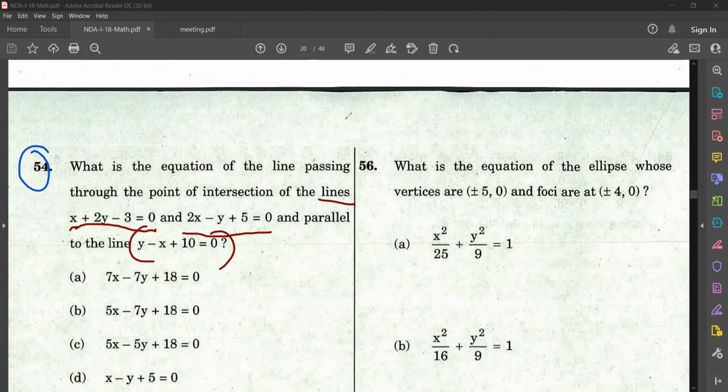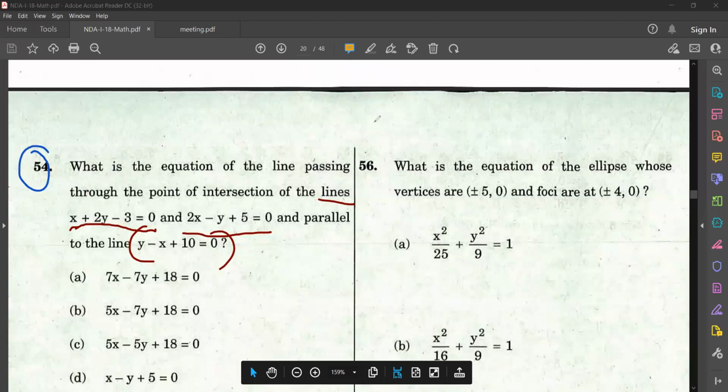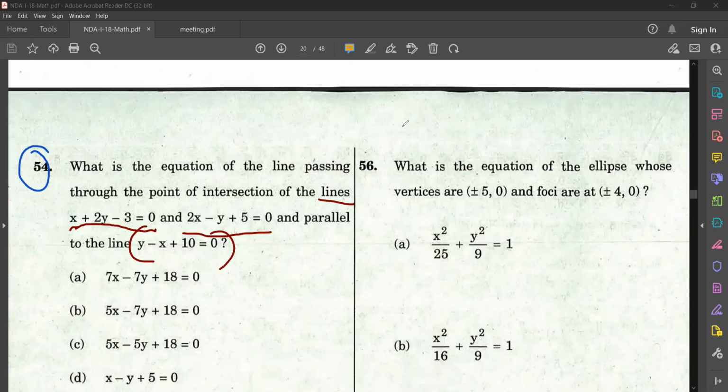The same type of question we had in the class also. That is coming under family of lines, isn't it? How to write the equation of a line which is passing through the intersection of any other two lines? What is the equation for that?